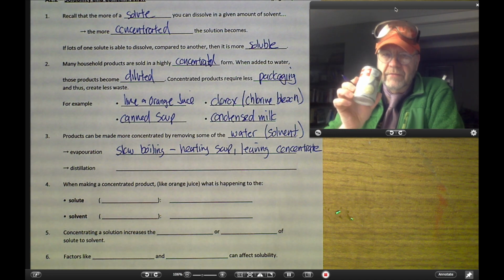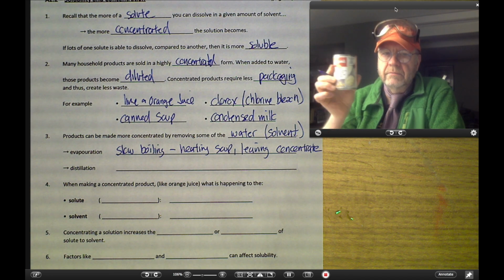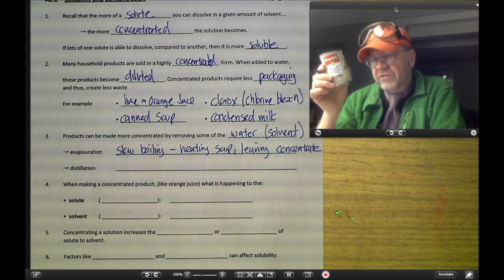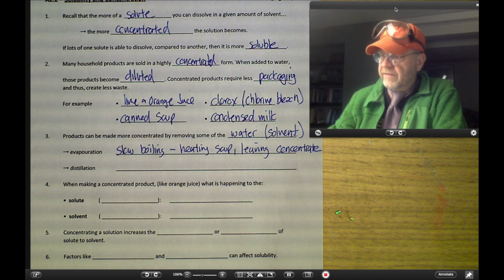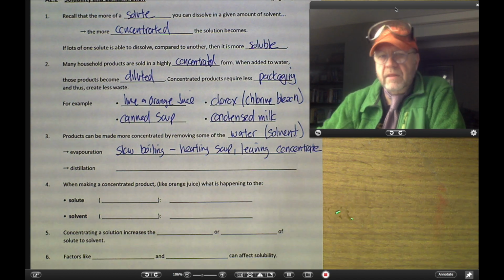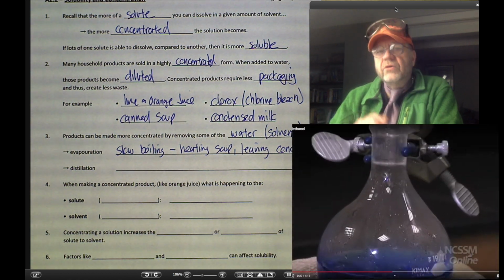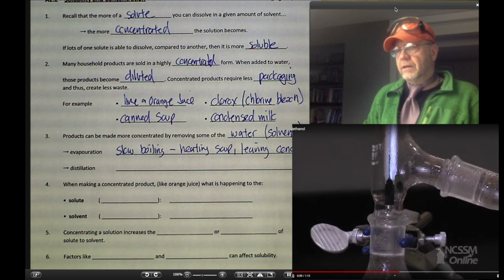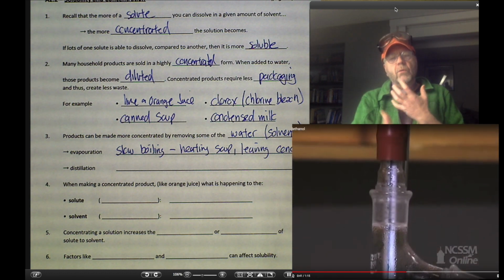This is a concentrate. It's a very highly concentrated form. And when you boil away the water or you evaporate the water, you leave a concentrate behind. You can also get rid of the water by distilling it.